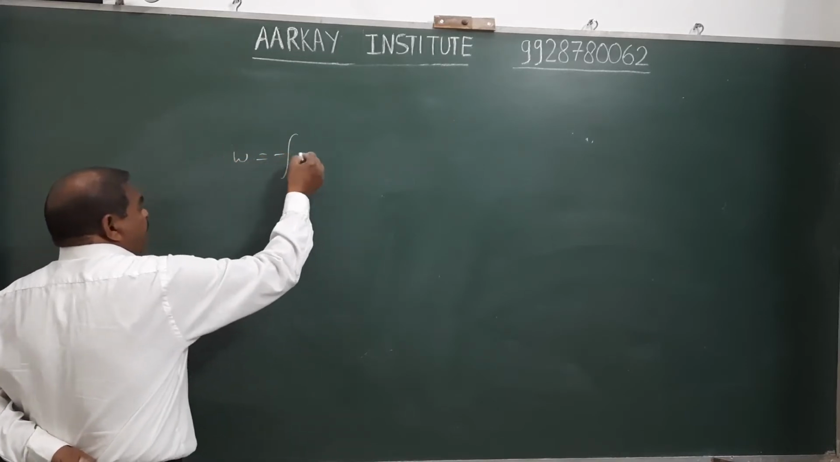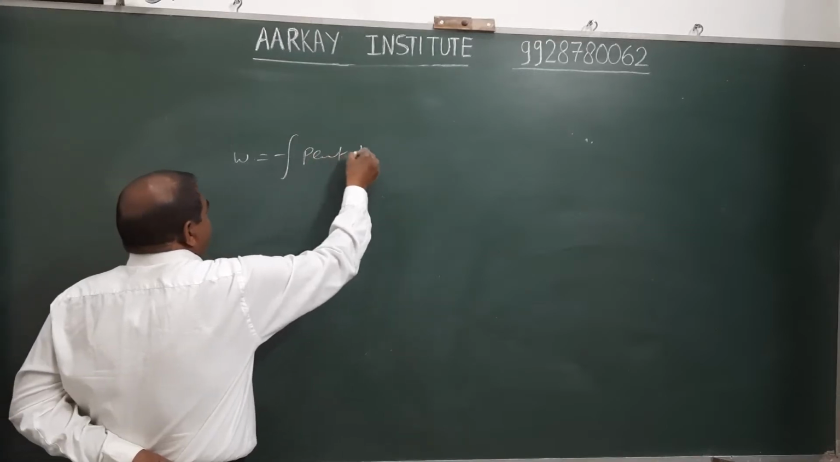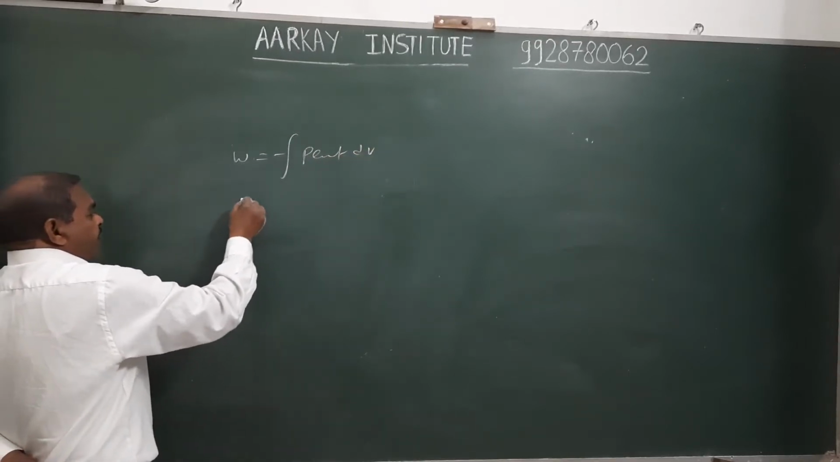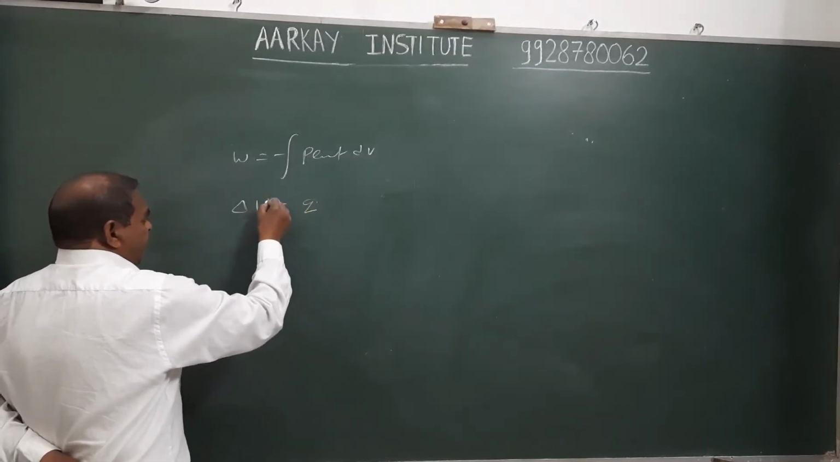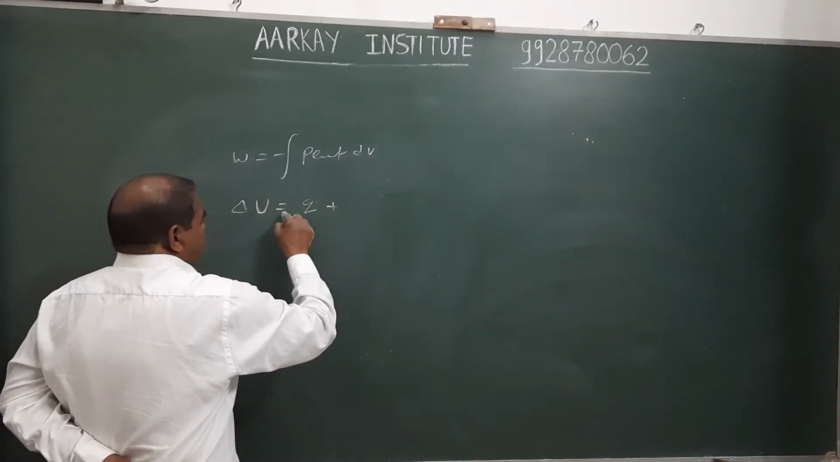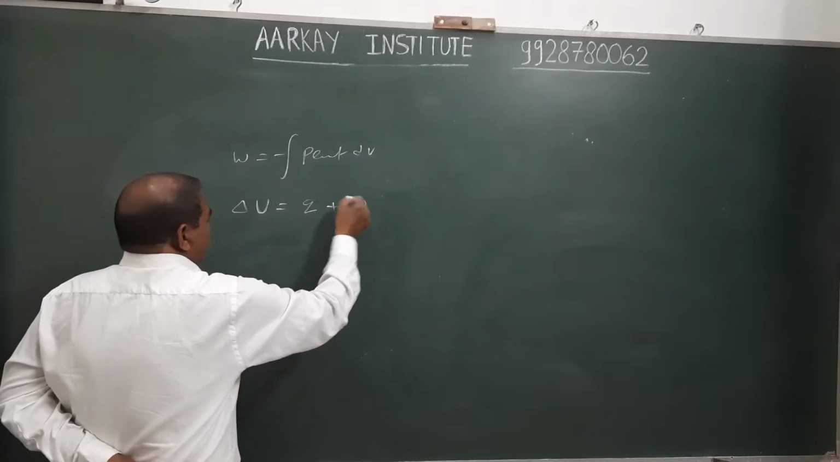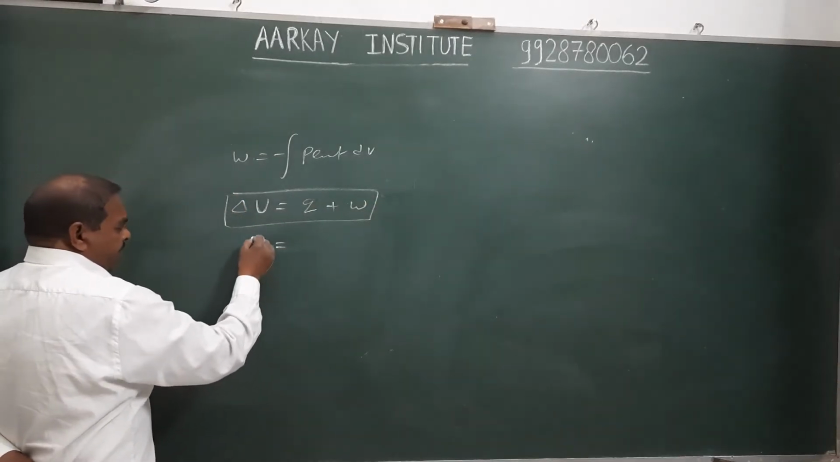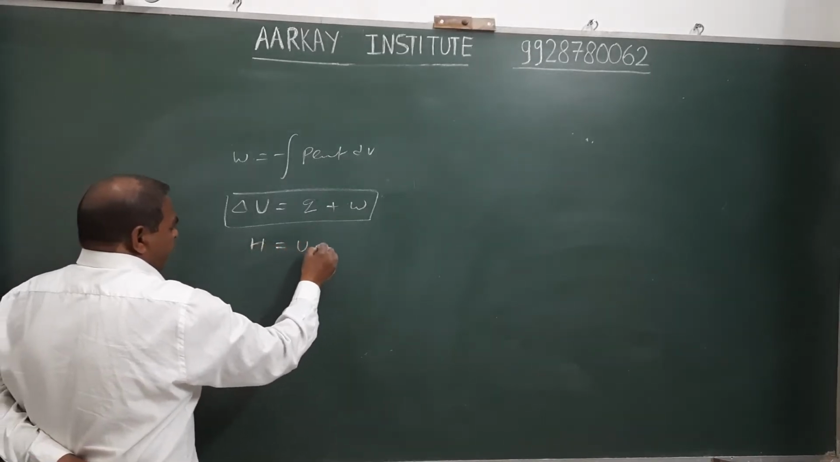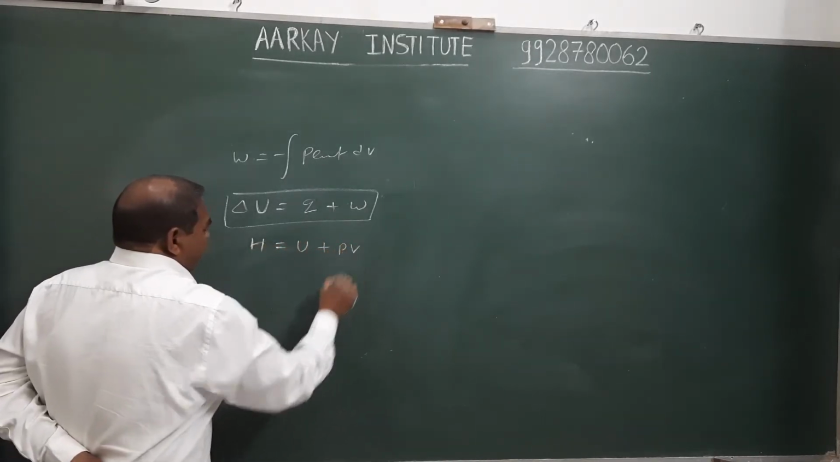Work, the general formula of work is P external and change in volume. Change in internal energy, according to the first law of thermodynamics, delta U equals Q plus W, and the mathematical formula of enthalpy: enthalpy equals internal energy plus the product of P and V.